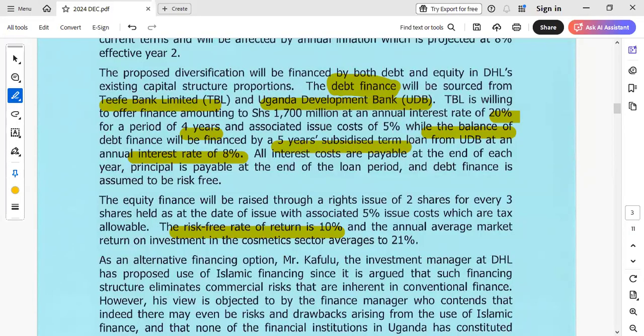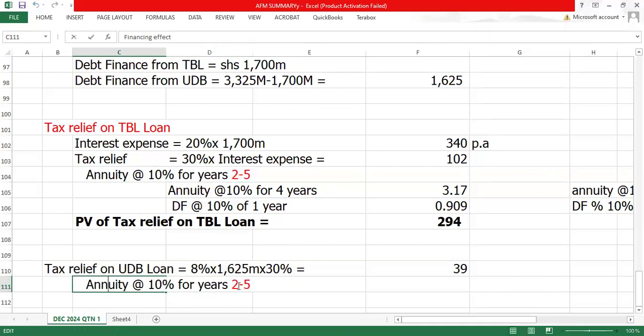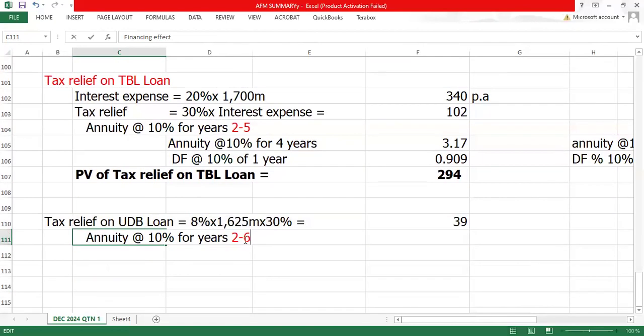So the way I had stated this, here you will start claiming from year 2 to what? To year 6. Since it is a loan of 5 years, the tax relief of year 5 will be claimed in year what? In year 6. Isn't it, colleagues? So I also do the same.